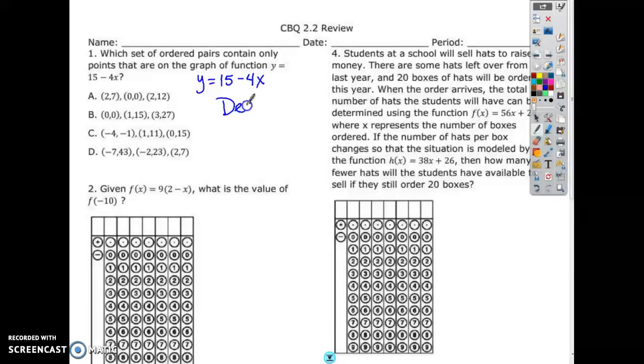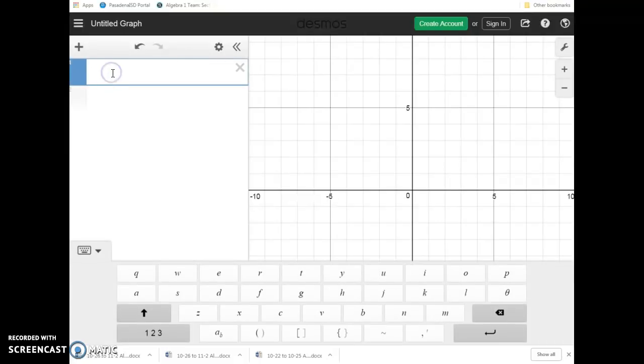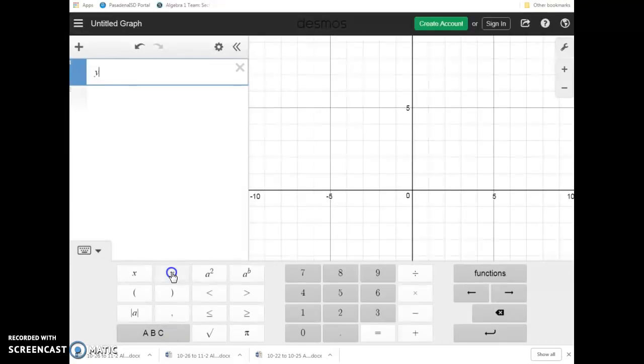So we're going to put that in Desmos, and we're going to start typing all of these in a table. Okay, I'm going to open up a table and plot all of these on there and see which one goes through that line. So follow along with me. You can do it on your Desmos as well. So I'm going to type the equation y equals 15 minus 4x. Okay, and they gave you answer choices. So I'm going to add a table.